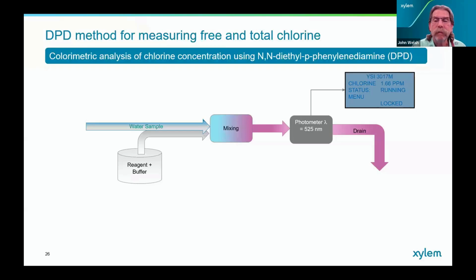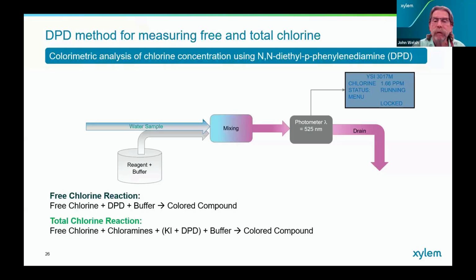The Model 3017M is a bit unique in that the water stream continuously flows through the flow cell. At a predetermined time, the buffer and indicator reagents are added to the flowing sample. This is referred to as flow injection analysis. The reagents and water are thoroughly mixed in the mixing section of the flow cell. If chlorine is present, the water sample turns color from clear to purple. The intensity of the color change is proportional to the concentration of chlorine.